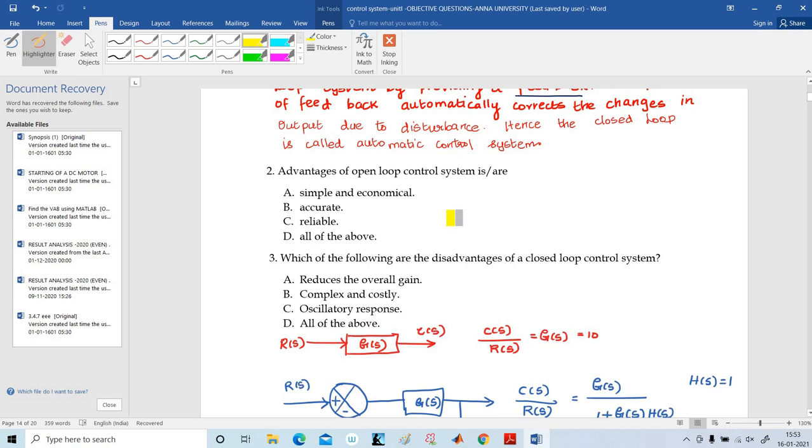Next, advantages of open loop system. The first one, simple and economical. Because in an open loop system, not having any feedback element, so it is simple, but it is not accurate and it is not reliable. The first one is the correct answer.